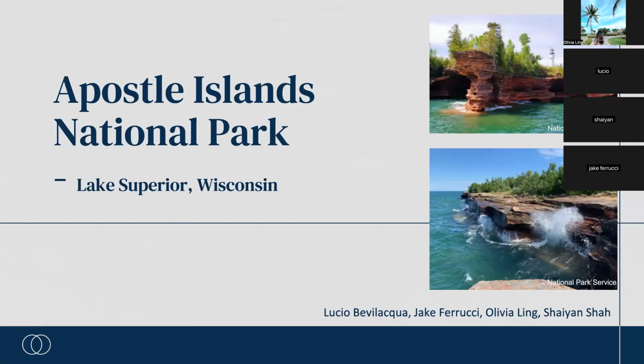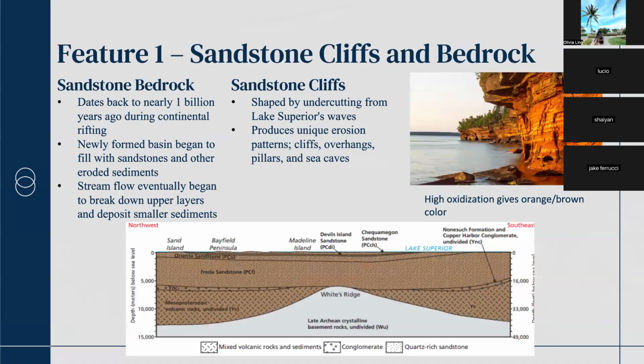All right, so our group chose the Apostle Islands National Park in Wisconsin. The sandstone bedrock found in the Apostle Islands dates back to nearly 1 billion years ago during a continental rifting event. Downward movement along the normal fault created a basin which was slowly filled with newly deposited sandstones and other sediments from volcanic rocks on the edges.